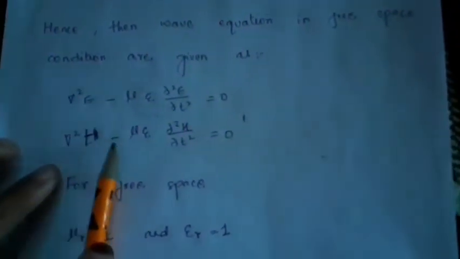So the wave equation in free space conditions is given as del square E minus mu epsilon naught dou square E by dou t square equals 0. Likewise, del square H minus mu epsilon naught dou square H by dou t square equals 0. And then one more simplification is there. What is that? For free space, the relative permeability and relative permittivity are both equal to 1.